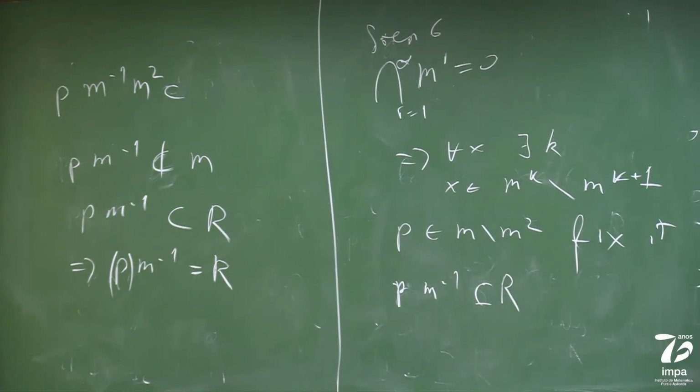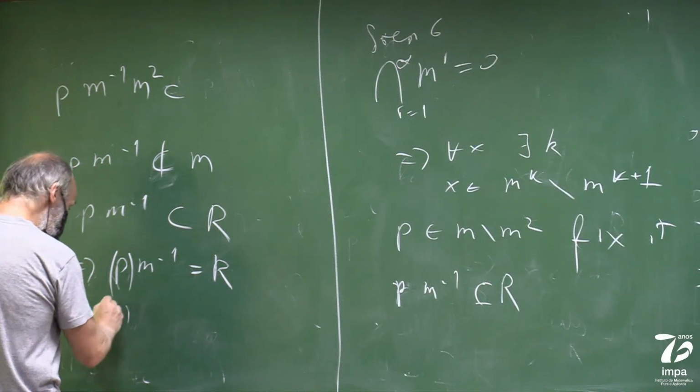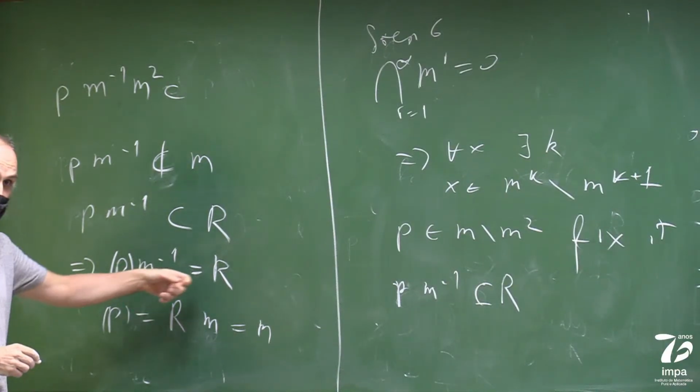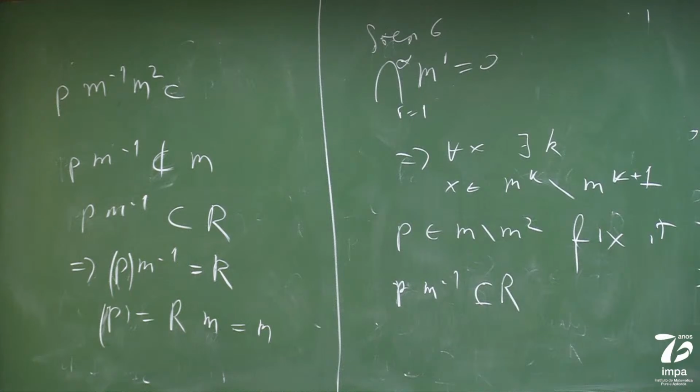So this in turn, if we multiply both sides by m, and we use m^(-1) m is equal to R, we'll obtain that p is R multiplied by m, which is m. I just multiply both sides of this equation by m. And this implies that m is a principal ideal. So we obtained that m is principal.